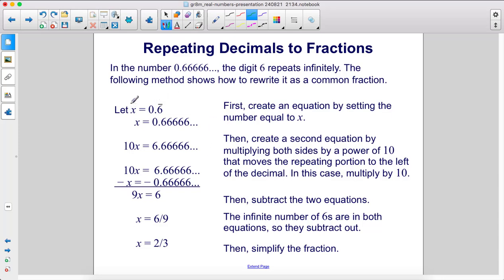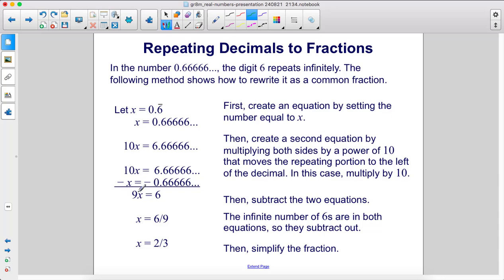First, create an equation by setting the number equal to x. So x equals 0.66666 and so on. Then create a second equation by multiplying both sides by a power of 10 that moves the repeating portion to the left of the decimal. So if we have 10x, then we would multiply the right side by 10 and we get 6.666 and so on. Then subtract the two equations.